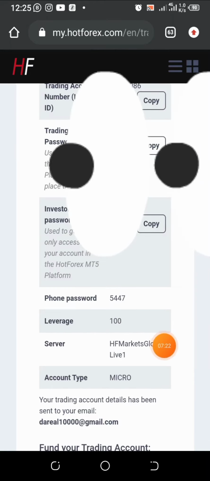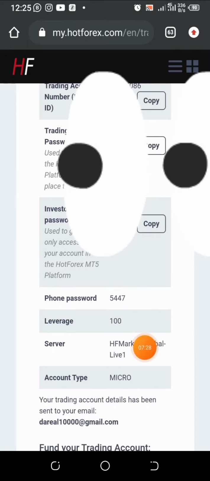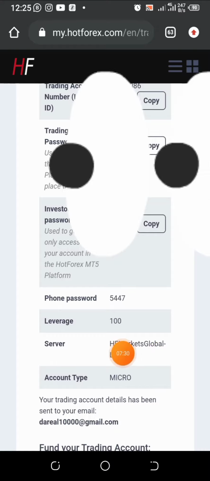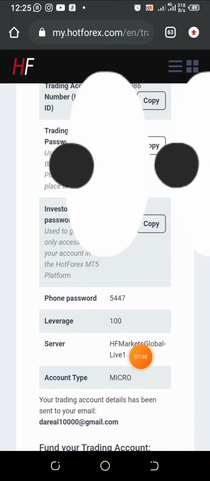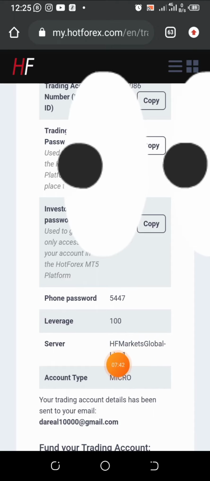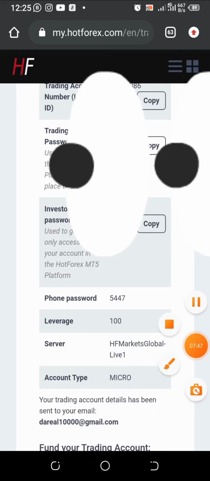Okay, the first thing you have to take note of is this server. You can see this is the server you're going to be using to log in your credentials. If you use another server, another Hot Forex server, it will not work. So make sure the Hot Forex server you want to use is this particular server. So we want to look for HF Market Global Live 1.